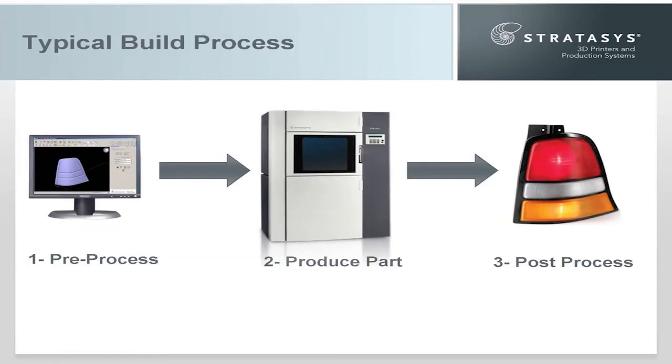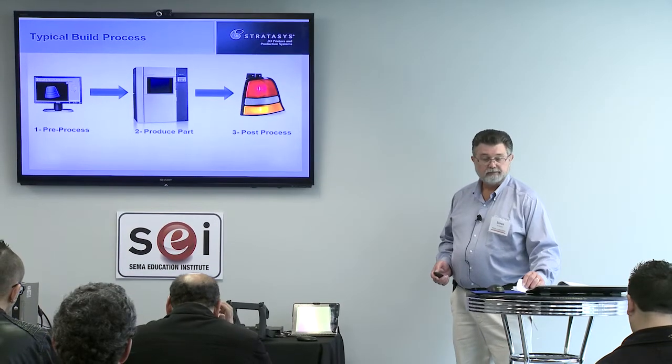Typical build: you will output an STL file or a 3D CAD drawing from your CAD system. We import that into our software and pre-process it. It does all the processing of the file, slices it, and prepares it to go to the machine tool, to our machine. In the machine, we build the part, and at the end you can use it for fit, form, function, paint it, plate it, whatever.